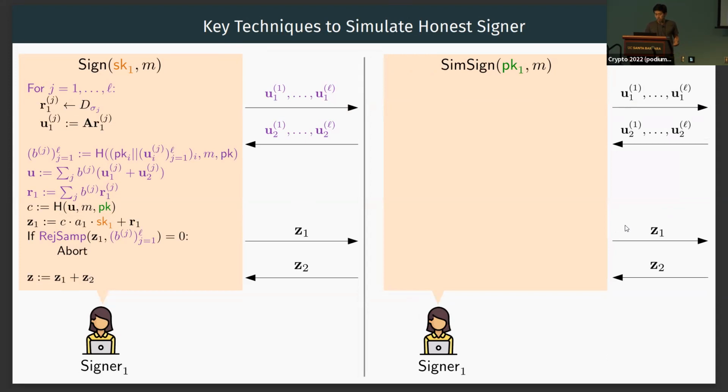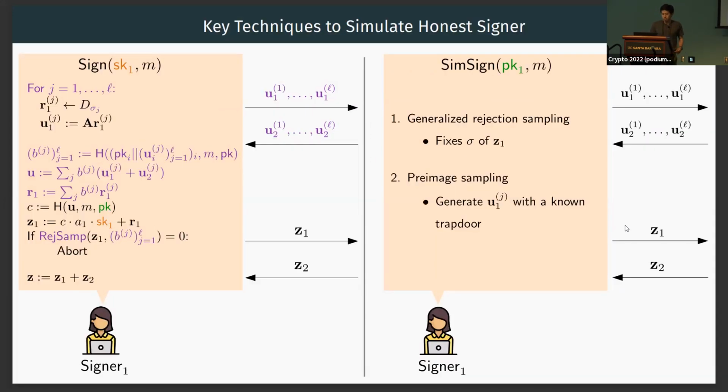Typically, the main technical challenge of a security proof for a multi-signature is to simulate the honest signer's behavior without knowing the secret signing key. There are essentially two key observations. First, we use a generalized version of rejection sampling. This can fix the Gaussian parameter of the potential response value Z. Second, we use a pre-image sampling algorithm using a standard lattice trapdoor technique. Using the knowledge of the trapdoor, you can generate the bunch of U vectors, and later this helps you simulate the signing oracle. So let's take a look at each technique.